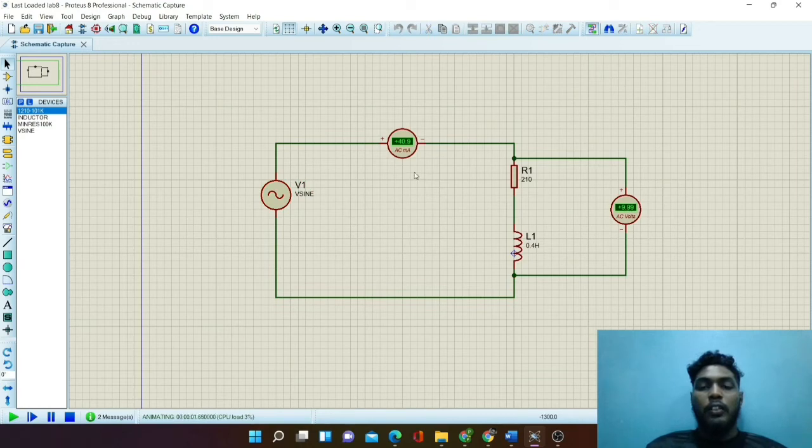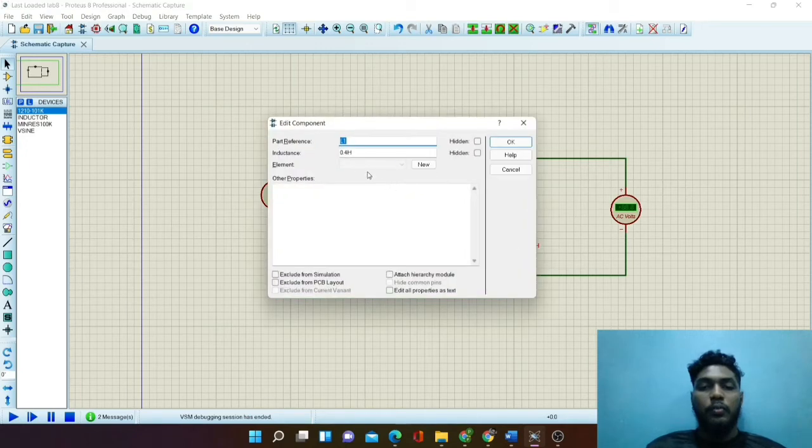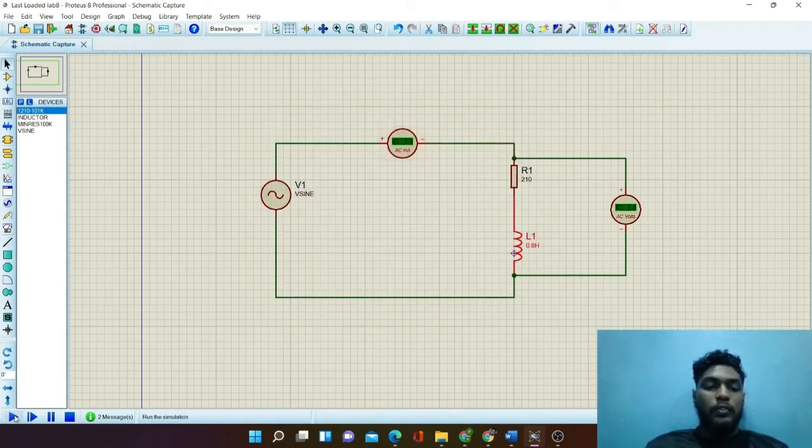For the first load, the AC ammeter shows 40.9 milliampere and the AC voltage 9.99 volt. Then we change the inductance value from 0.4 to 0.8 and run the simulation again. For this one, the AC ammeter shows 30.5 milliampere and the AC voltage is the same, 9.99 volt.